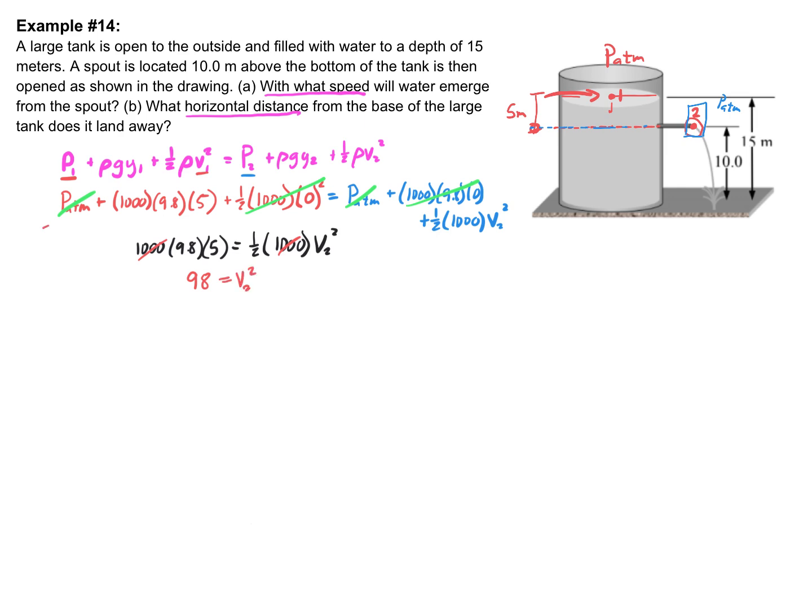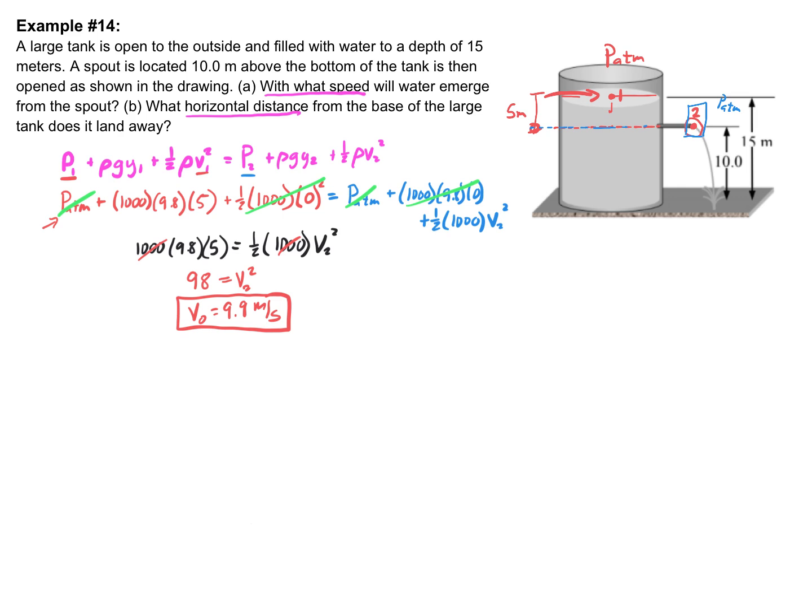Of course, at this point, you could actually just plug it into your calculator if you want, do the numerical solve. But if I do that and I take the square root of 98, then I get 9.899. So approximately 9.9 meters per second.